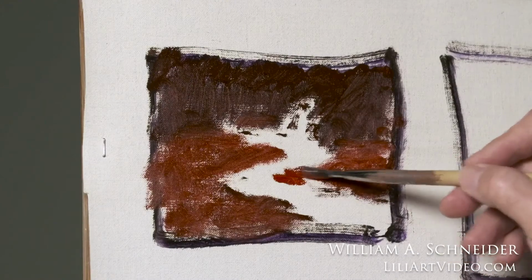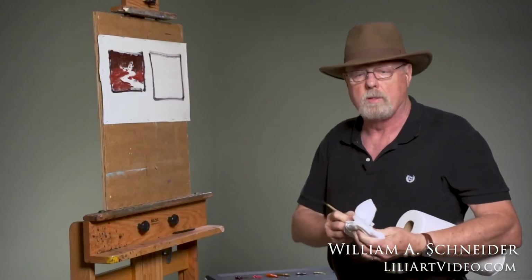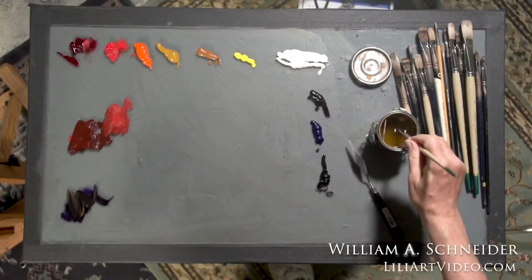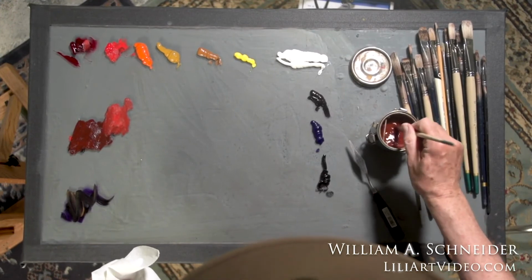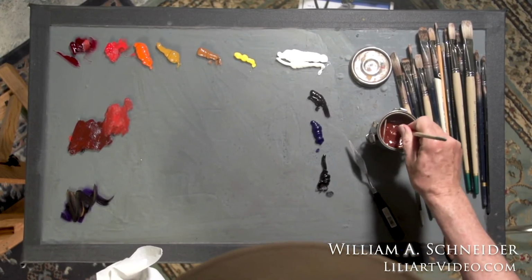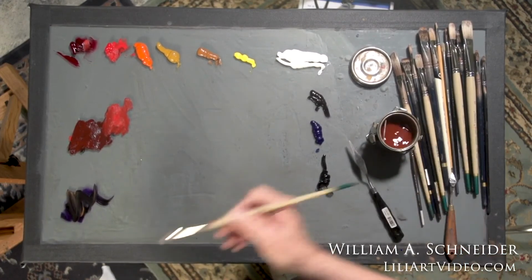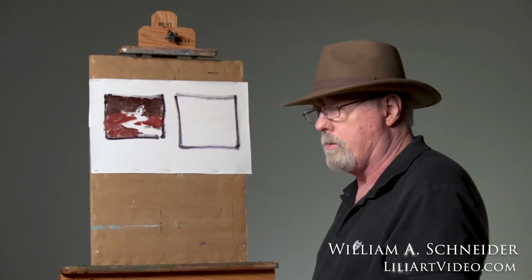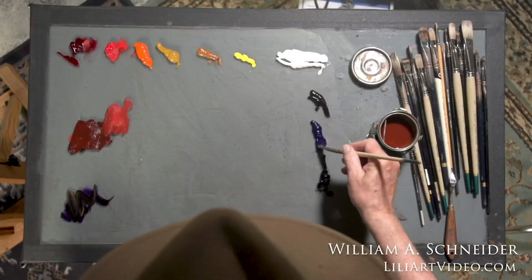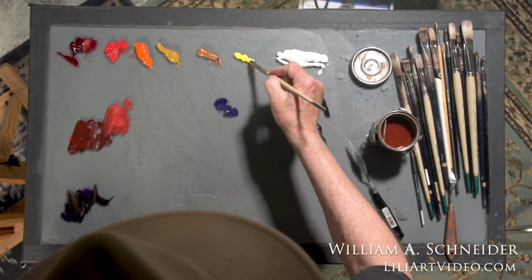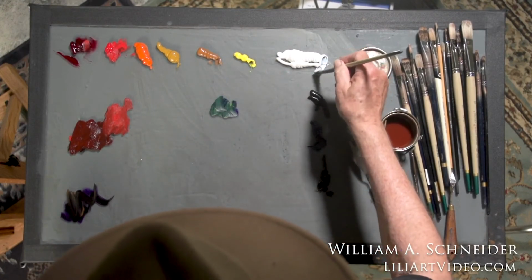So now we've got sort of the background, and we've left space for the other 3 values. So if you have a red background, what do you want the center of interest to be? Blue-green. So I'm going to take some blue, mix a little yellow into it, and we're going to make this a really light value.